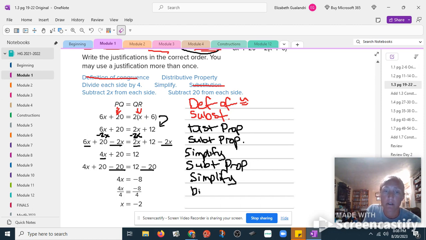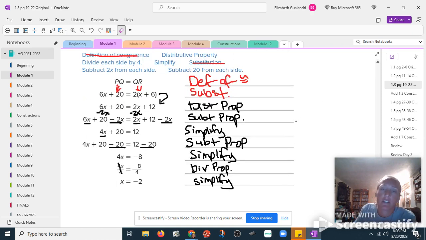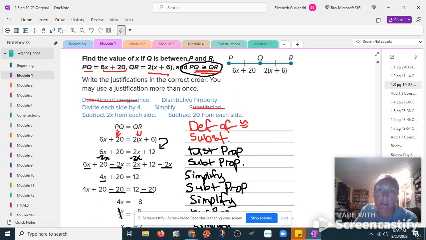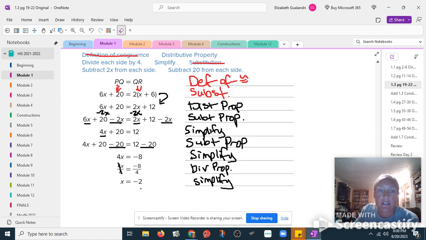So that is what is called the division property. You're dividing both sides of the equation by the same quantity. So in this case by 4. And once we've divided by 4, we get x equal to negative 2. So that's another simplify step in that case. Okay, so that is a quick idea and a quick introduction into justifications, which we are going to start to be calling proofs of something. So we essentially just proved that if we know that PQ is congruent to QR and the other stuff that was given here, that we know that x is equal to negative 2.